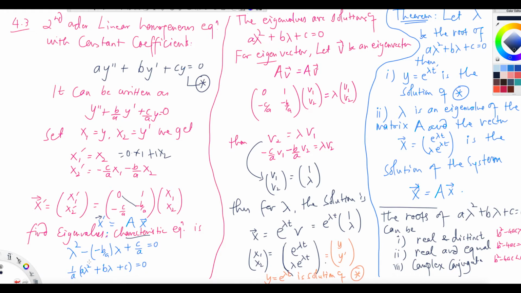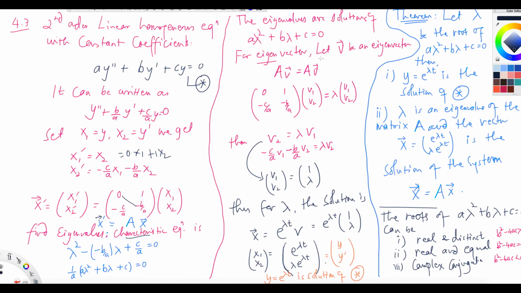If you factor out a 1 over a, what do you get? You get a lambda squared plus b lambda plus c equals 0, right? So what are the eigenvalues? Eigenvalues are the solutions of the characteristic equation, so the eigenvalues are the solutions of this equation.